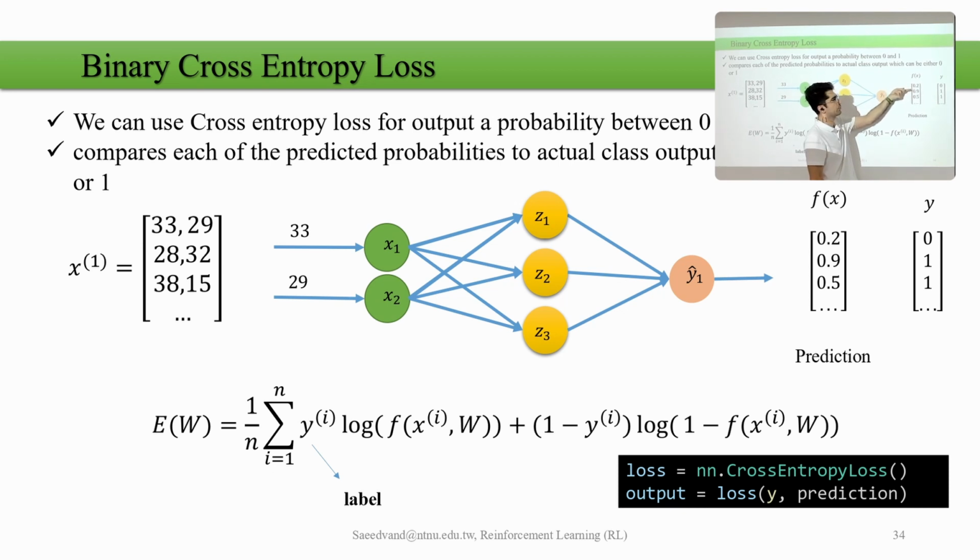You see 0.2, 0.9, 0.5 instead of direct values, so that it can move to 0 and 1 as a classification problem. How can you do that? Again, you can write loss equal to neural network.cross entropy loss. Then output is equal to loss of the Y and prediction. That's it. Two lines, then you can apply cross entropy. So, any question?